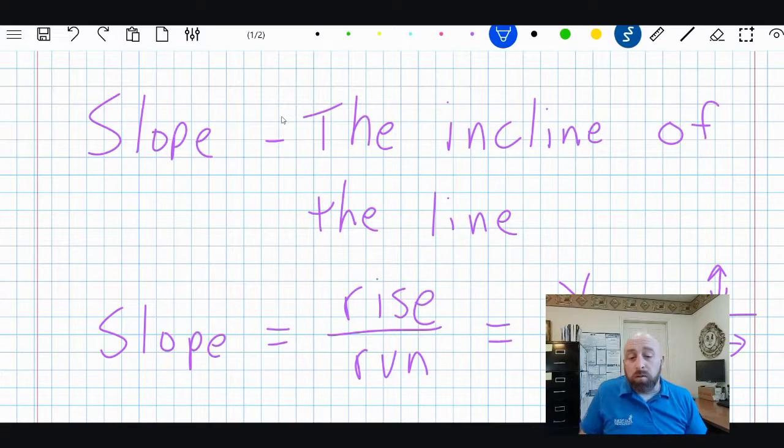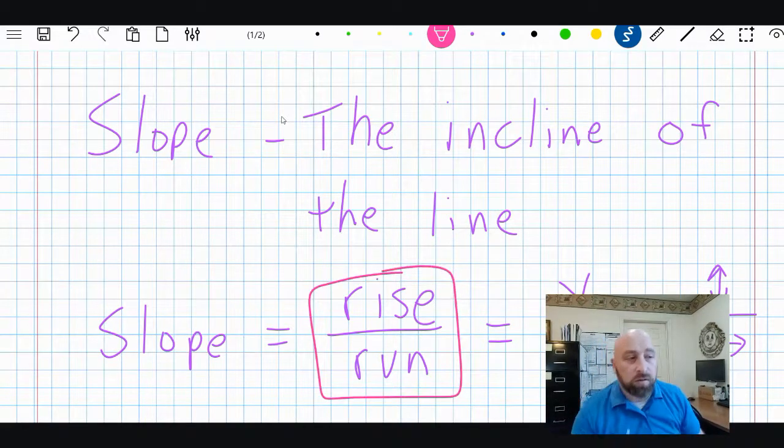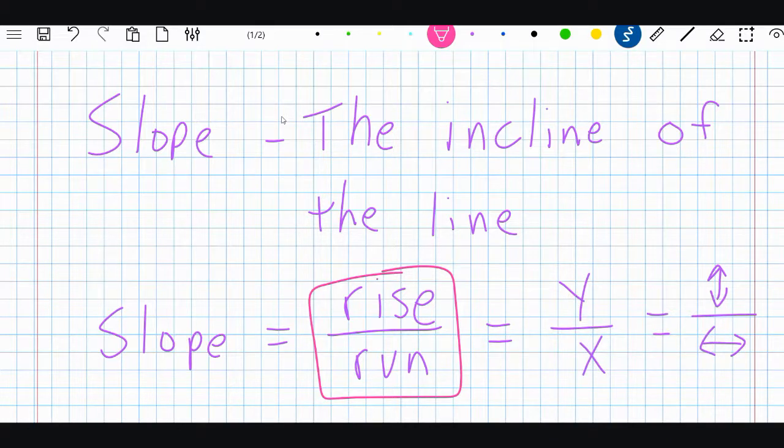Well, there's a little formula with slope. So if you look down here, it says slope equals rise over run. You need to know that. You need to memorize that. Slope equals rise over run. What does that mean? Well, rise is your y. Rise is going up and down. When you rise, you get up, okay? And the run is your x.